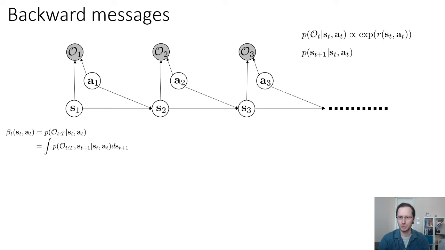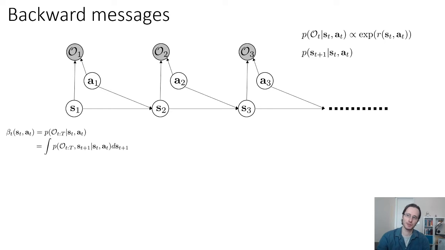So the backward message is equal to the integral over all values of st plus 1 of p of O1 t through big T, comma st plus 1 given st at. And now what we'll do is we'll factorize this distribution using the CPDs we have in our model. And our goal in doing this factorization is to recover a recursive expression where we can represent beta t st at as some function of beta t plus 1 st plus 1 at plus 1.